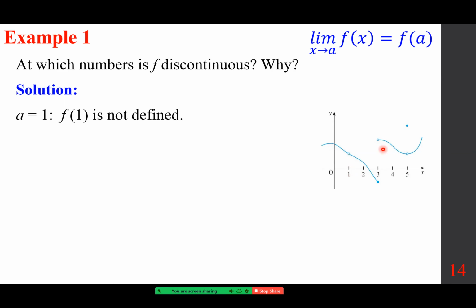The next number is 3. If you look at number 3, the limit from the left and the limit from the right are not identical, so the limit doesn't exist. Number 3 fails to be continuous. Why is that? Limit from the left, limit from the right are different. They are not identical.